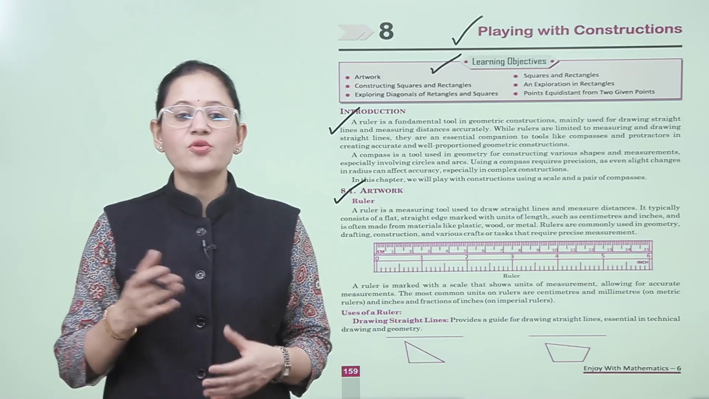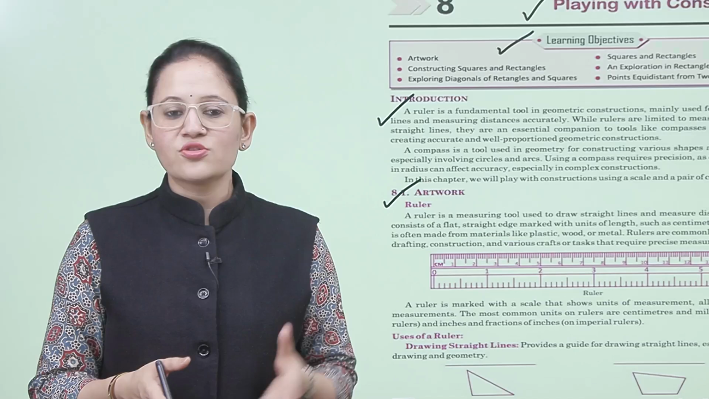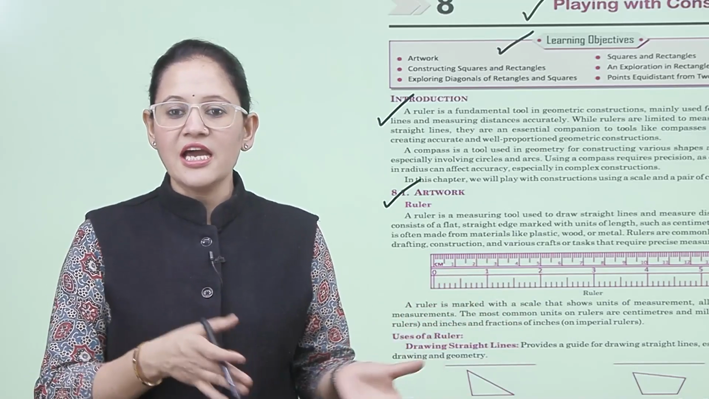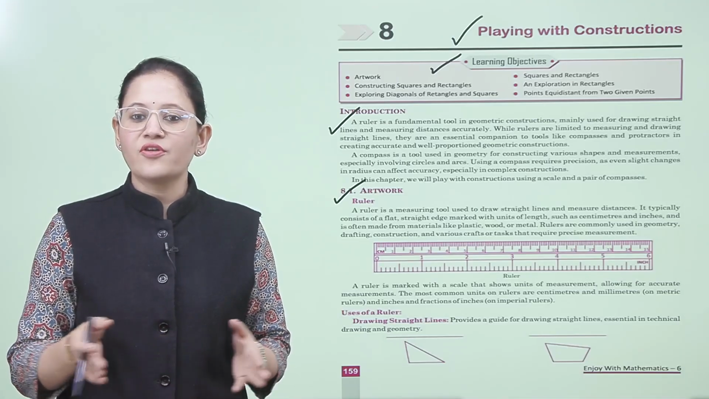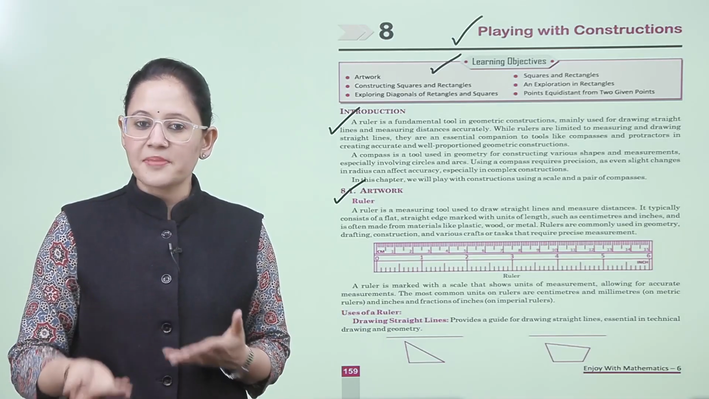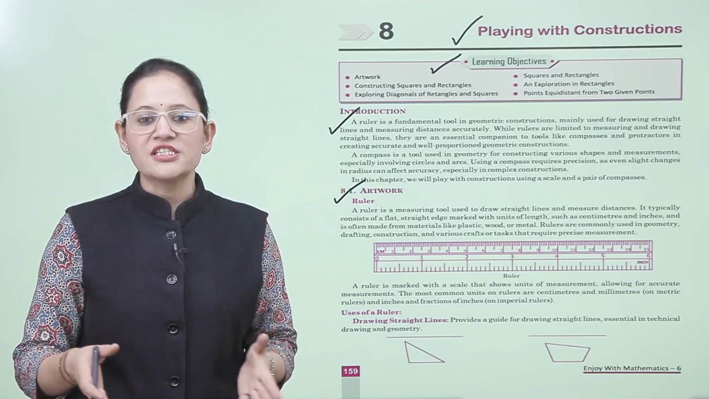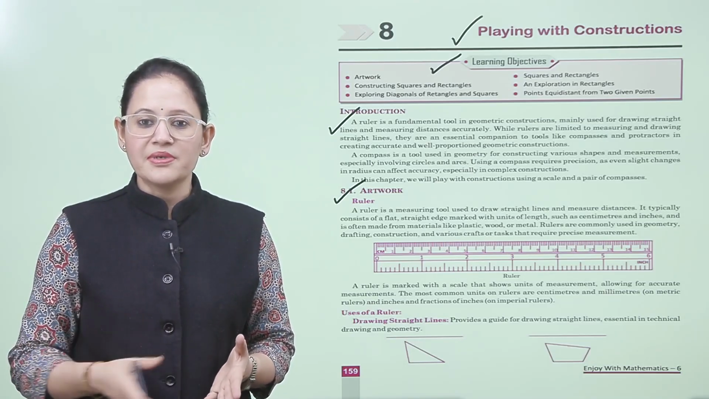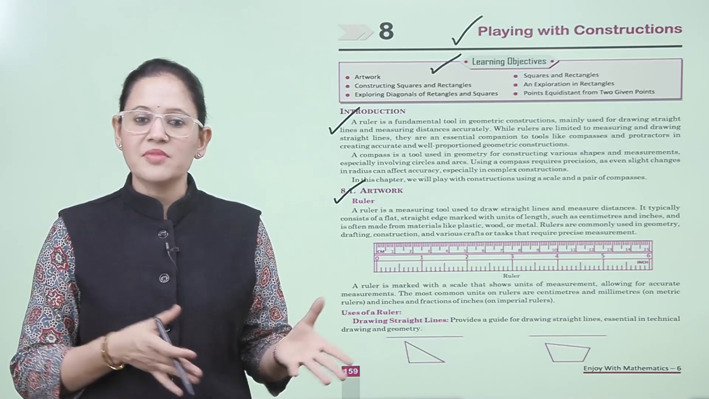Start with the ruler. A ruler is a measuring tool used to draw straight lines and measure distances. So you can see the ruler in your geometry box, used to draw straight lines and measure the distance. It typically consists of a flat straight edge marked with units of length such as centimeters and inches, and is often made from materials like plastic, wood or metal. Rulers are commonly used in geometry, drafting, construction and various crafts or tasks that require precise measurement. So there we use the ruler to draw straight lines and measure the distance.